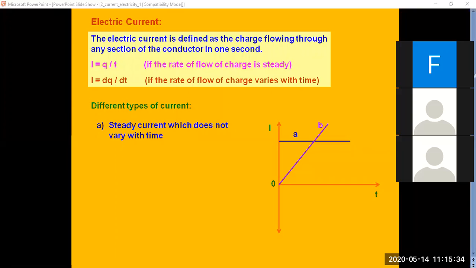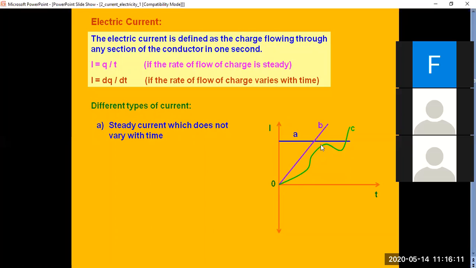Any current which changes with respect to time, we can draw as this straight line, which is the graph denoted by the symbol B. I will give you these slides at the end of the class. You just need to know what is what. A is steady current which does not change with time. B is the steady current which changes with time. Why I call it steady current is that you don't have any curves here. It's just a straight line. You can see that line B is increasing, whereas A is horizontal. So A is steady current which does not vary with time, and B is the steady current which varies with time.